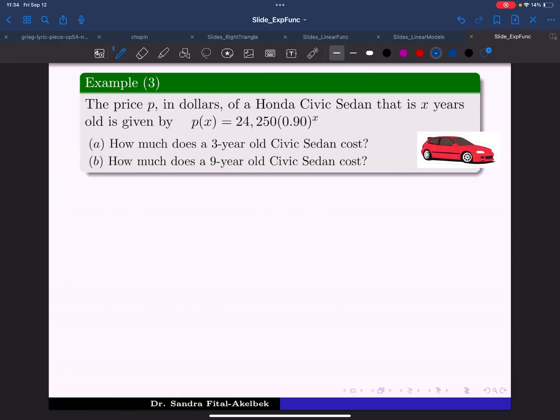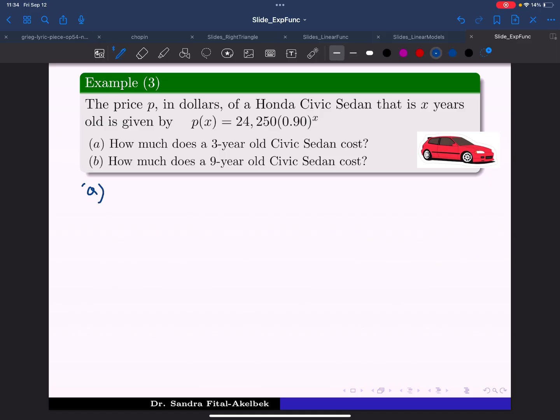Example 3. Price P in dollars of a Honda Civic sedan that is X years old is given by this equation. So we see it's exponential. X is in the exponent. How much does the 3-year-old Honda Civic cost? So X is how old the car is in years. In that case, we substitute 3 for X.